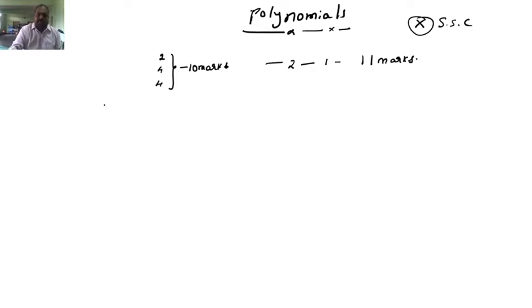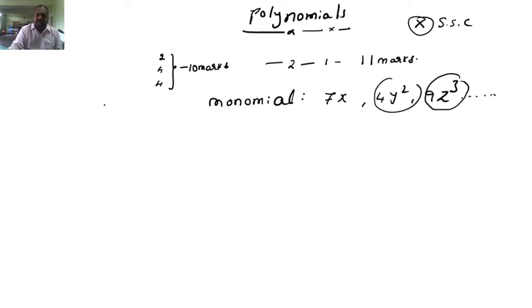So polynomials. Polynomial means first monomial. Monomial means a single term with variable. Suppose 7x, 4y square, 9z cube. So these are single terms. These are called monomials. Mono means one.